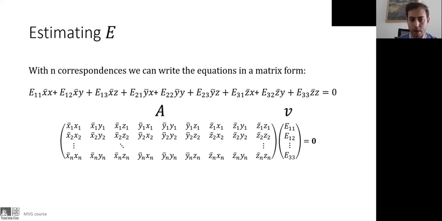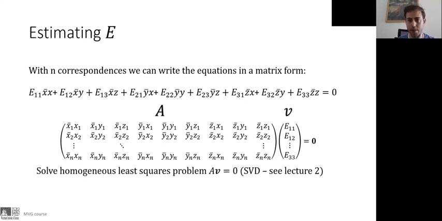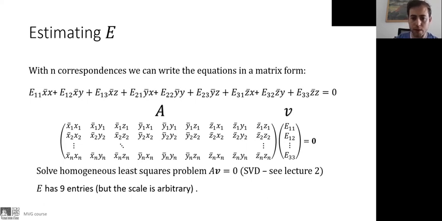Okay, so like in the fundamental matrix case, we can solve this using the homogeneous least squares solution using SVD. And since it has 9 entries, how many point correspondences do we need in order to solve this system of equations?